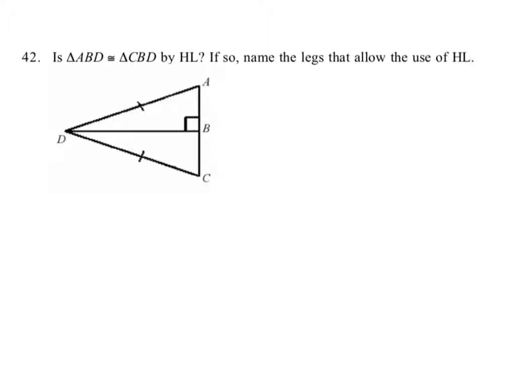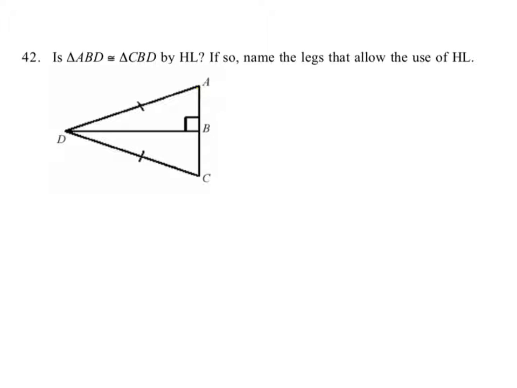Okay, is triangle ABD congruent to triangle CBD by hypotenuse leg? And if so, name the legs that allow us to use that. Well, there are really going to be two possible pairs of legs here in this case, because they're not, well, I guess we couldn't really go by the visual, but they are touching, so I guess we can. Either that or this reflexively to itself.